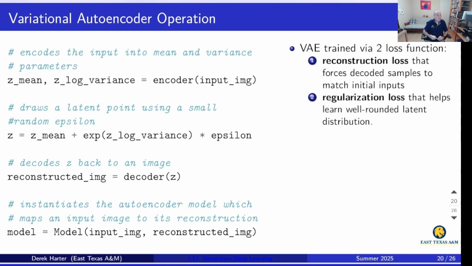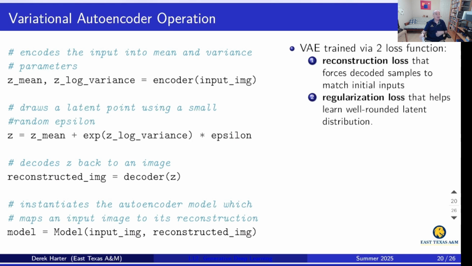So in Python pseudocode, the encoder-decoder process might look something like this. The encoder outputs parameters over the statistical latent space, and then we reconstruct the image from those parameters with the decoder.